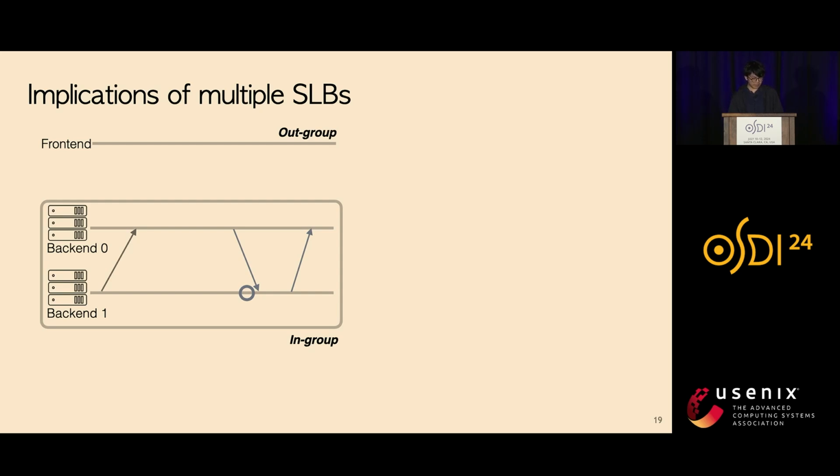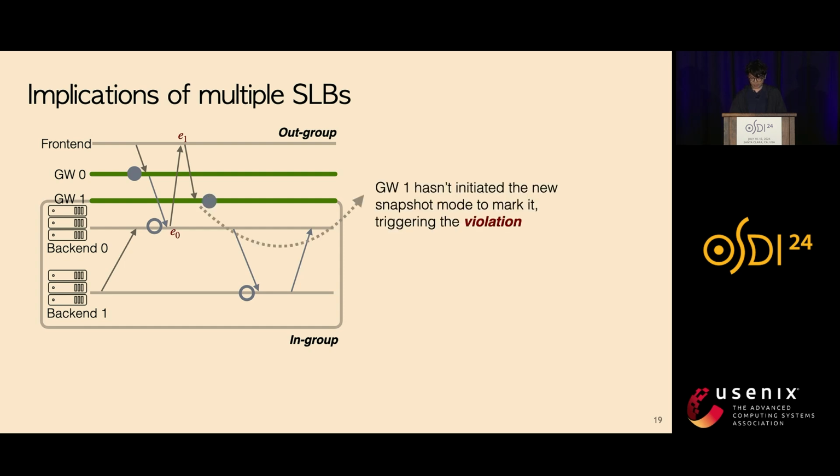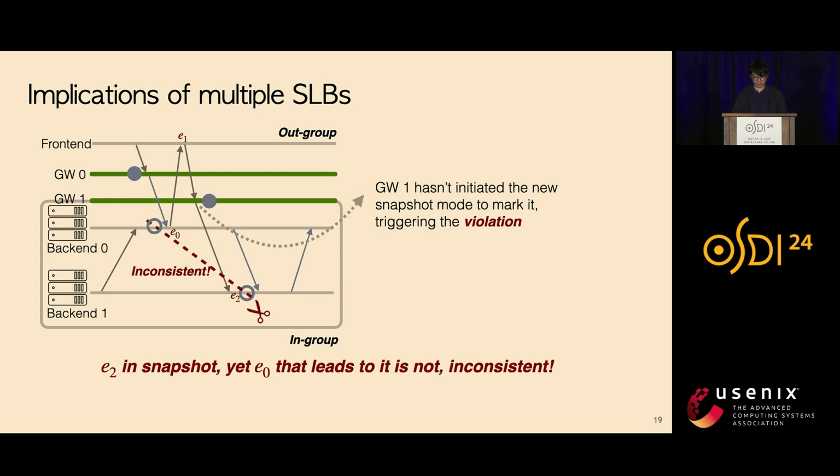So let's again consider the case with two gateways now. Similar to the previous case, the message enters gateway 0 and it gets marked, which triggers the backend 0 and the message back to the front end. However, as these SLBs are actually asynchronous, the other gateway, gateway 1, can enter the snapshot mode late. So this results in an inconsistent snapshot, which we are familiar with, where event E2 is included in the snapshot, but E0 is not.